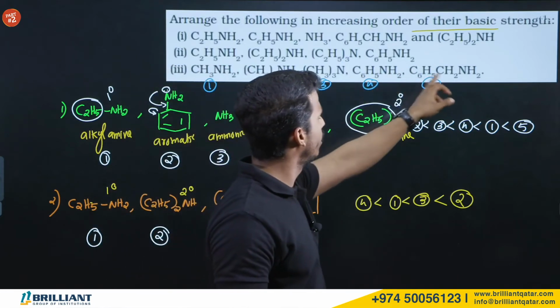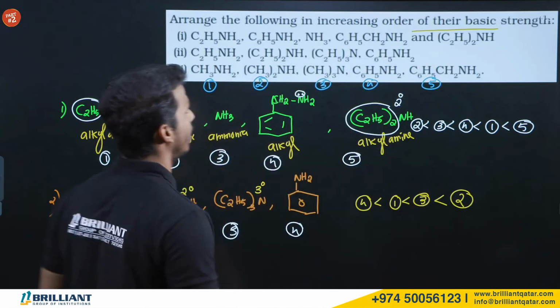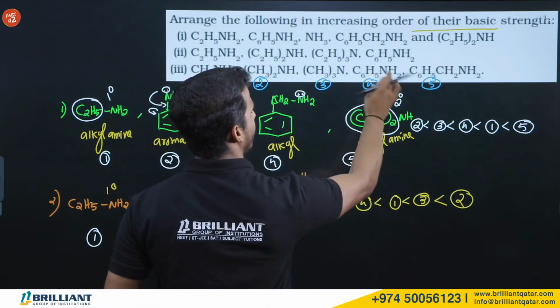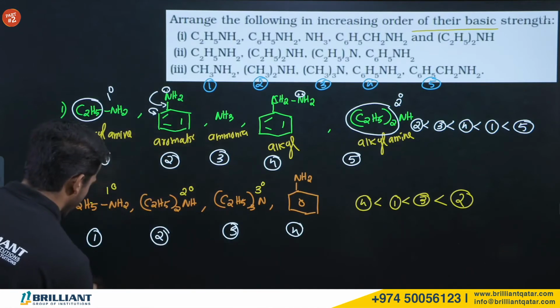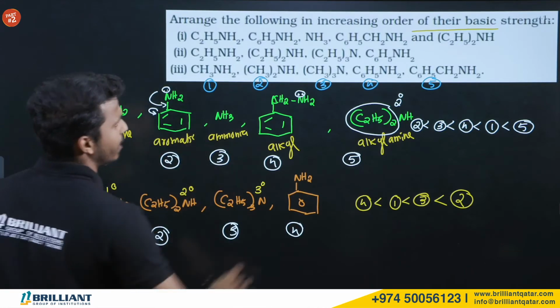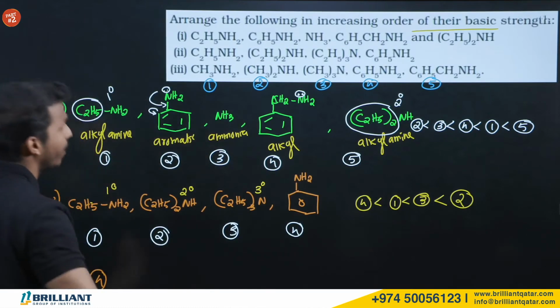And this also, here nitrogen is not directly connected to the benzene ring. All are alkyl amines. This is the aryl amine. This is very less basic one, right? So I can say the answer for the third question is, very less basic is the fourth compound. No doubt, no doubt.